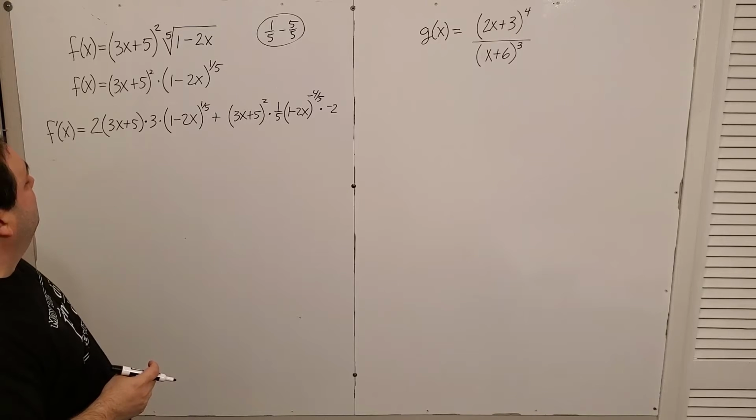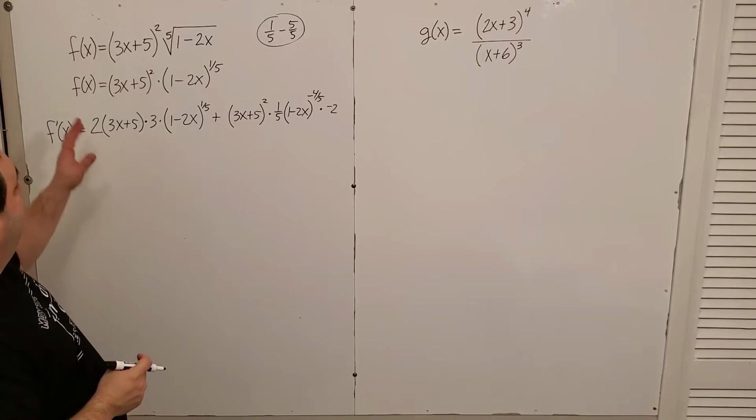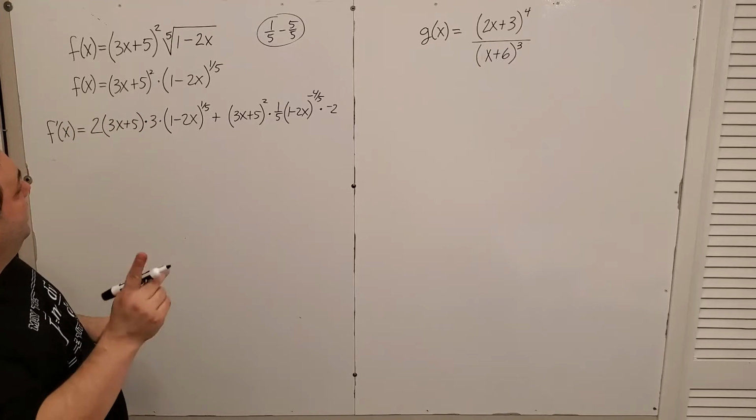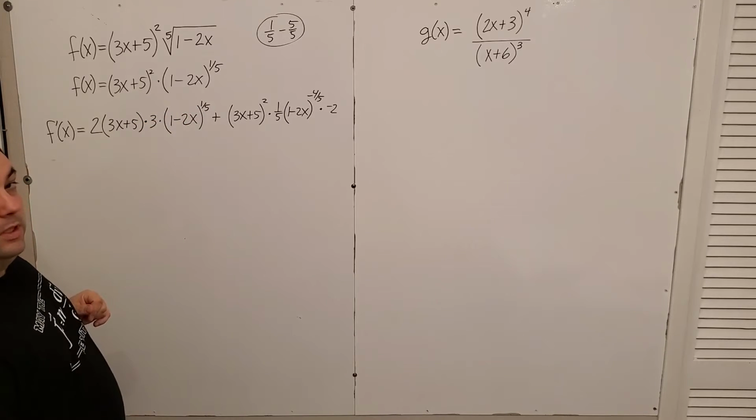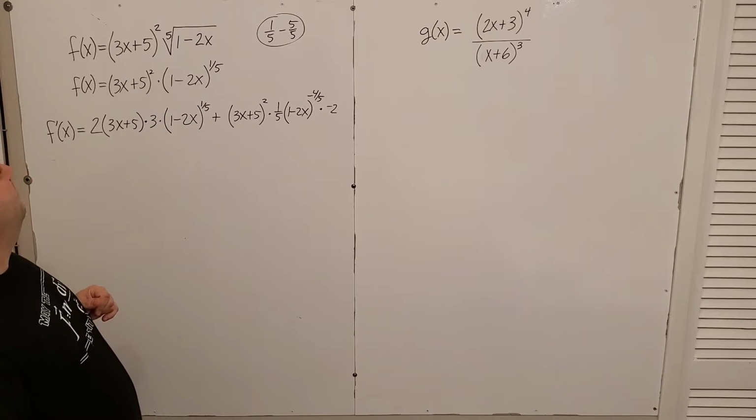Okay. So let's see. What can I do to clean this up now? And I know what you're thinking, why don't we just start multiplying things? But I can't because of the 1/5 power here, right? I can't actually do anything with that. So here's what ends up happening.